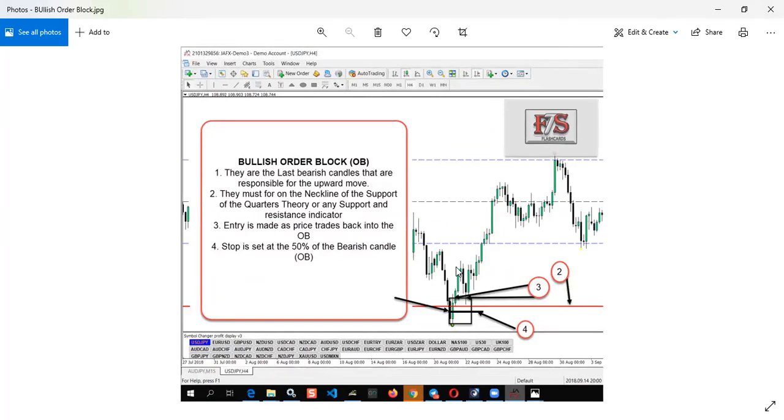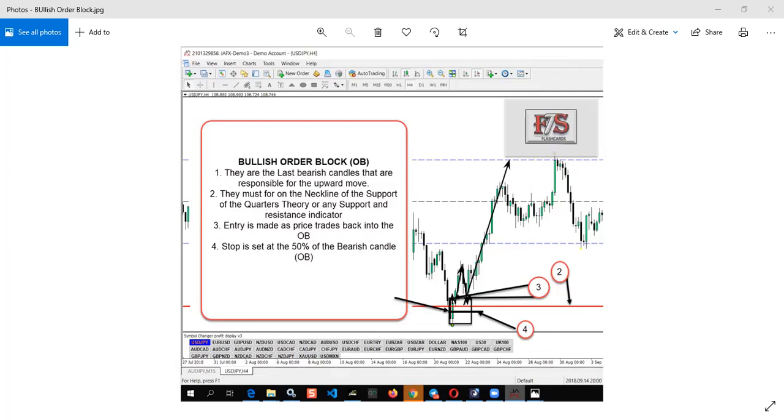So all those candles are bearish candles, right? So it is the last bearish candle that is responsible for the upward move. Look at it. This is the last bearish candle, and as price trades below it, it is validated. The retest is when price trades back into it. So this was the retest of it, and that was it. You can say this was a good retest, and that's how price moved away from it. So we can say that is a bullish order block.